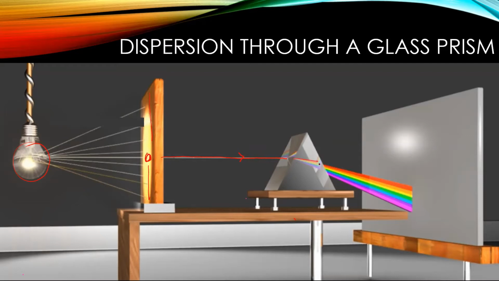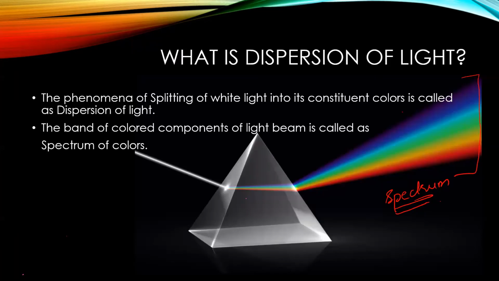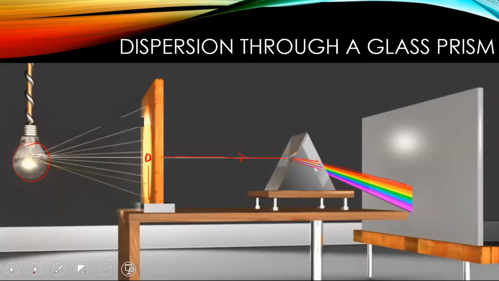Through the prism it is getting dispersed into its component colors, and then a screen is kept over here. On the screen we will be able to see the band of these 7 colors, so red to violet. This is your spectrum of colors. This is the experimental arrangement to study dispersion of light.